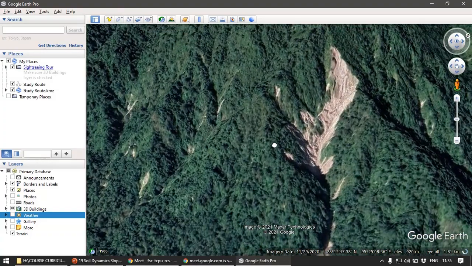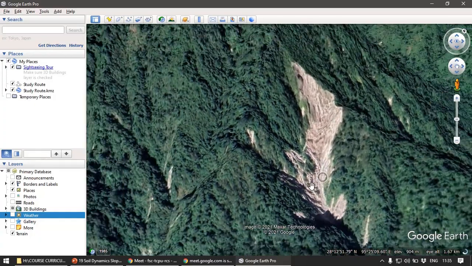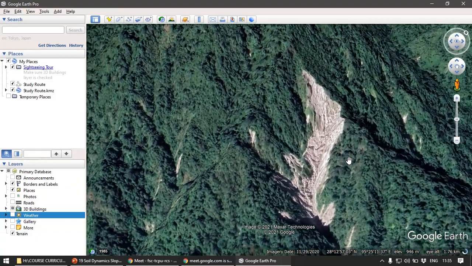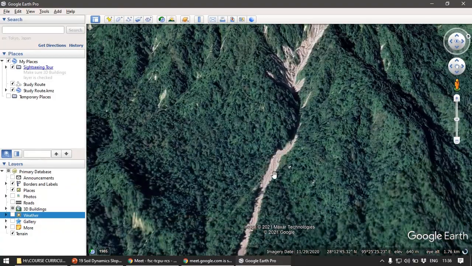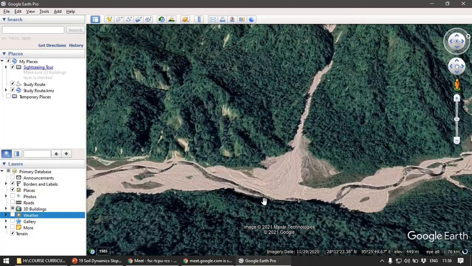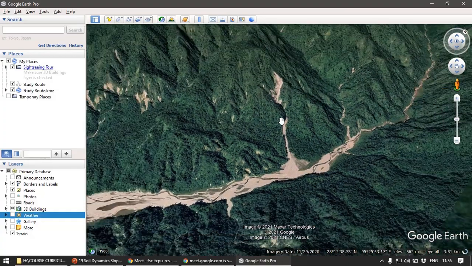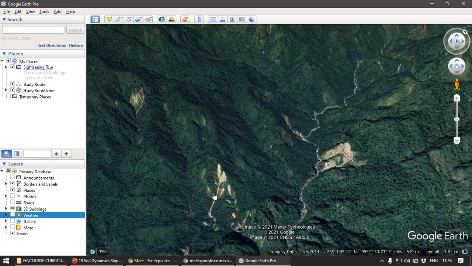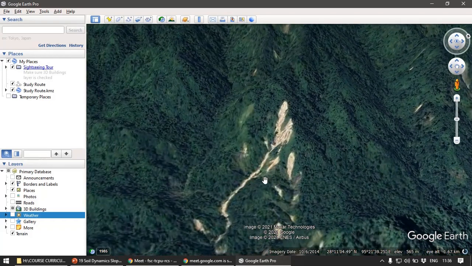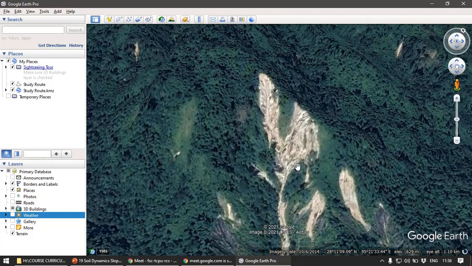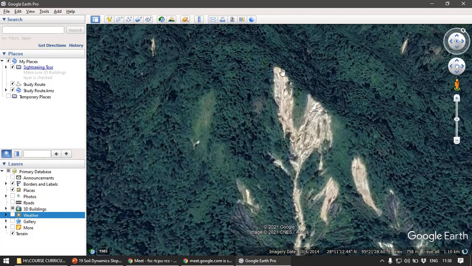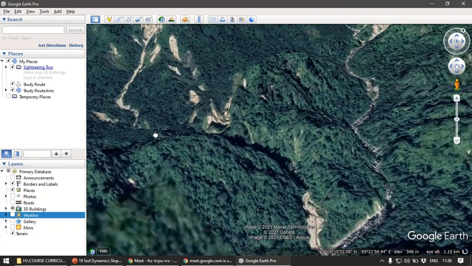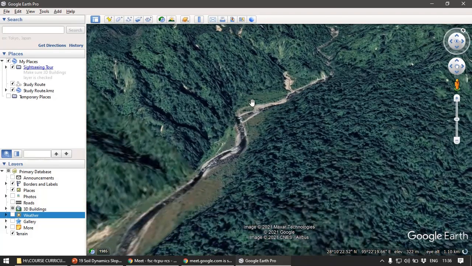Then there is a huge landslide here, and the debris has run out all the way to the river. Various models are there to assess and evaluate all this. Here you can see there is another landslide, and the debris has run out all the way up to the river.